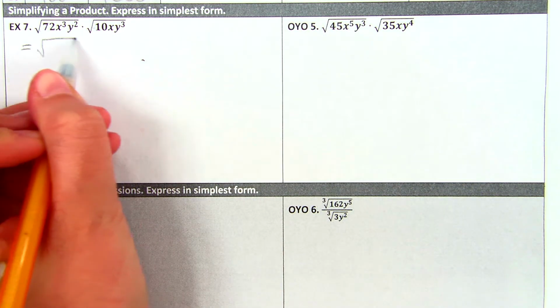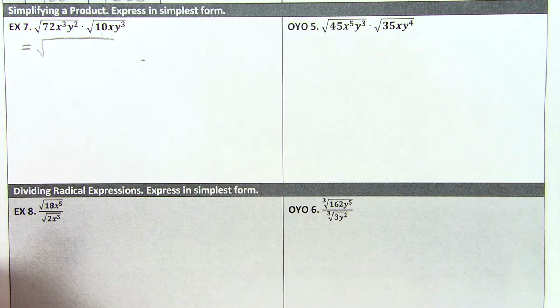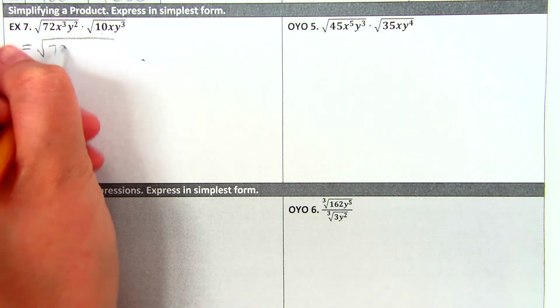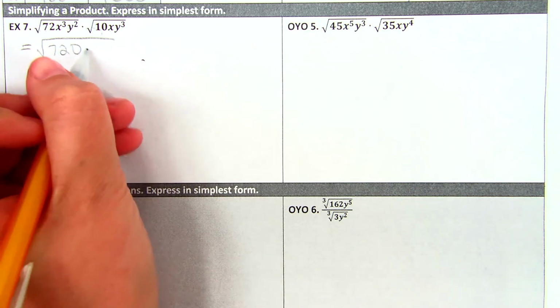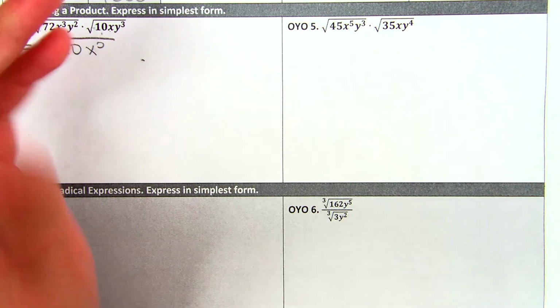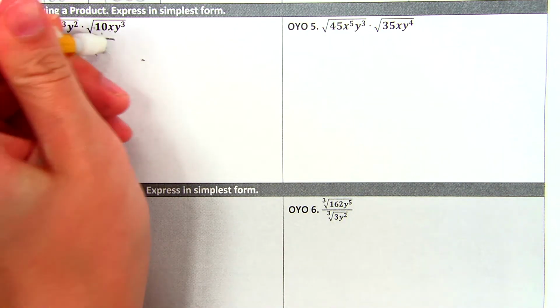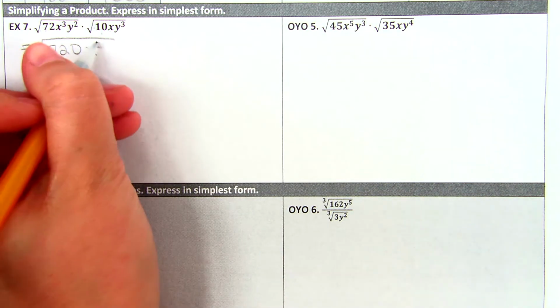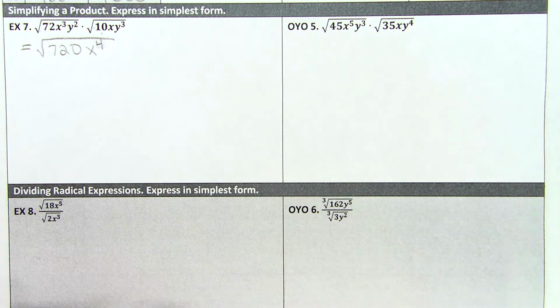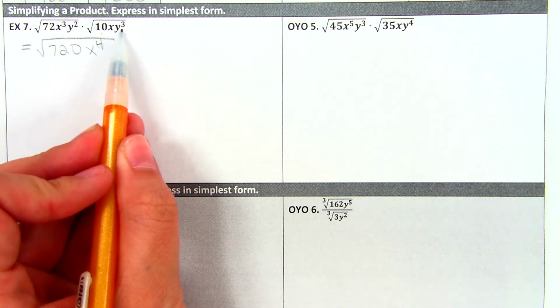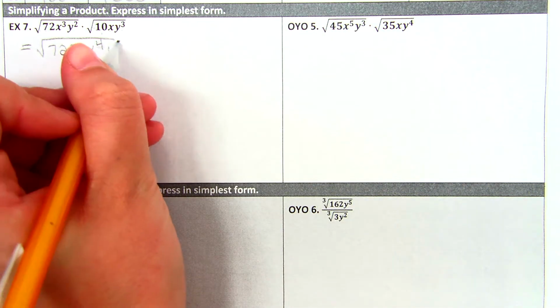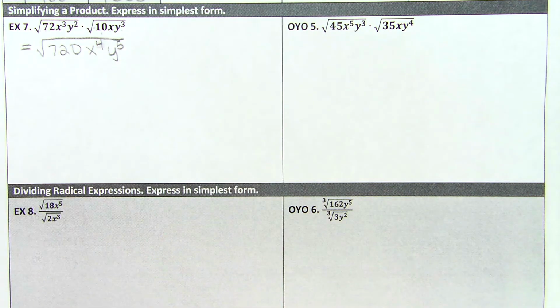So what we get here, 72 times 10 is going to be 720. X cubed times x, be x to the 4th. So remember, whenever we multiply variables, we add their exponents. Then y squared times y cubed. So we have y to the 5th. Now we're at a place where we were like in example 4 in the On Your Own 3. We need to simplify this.